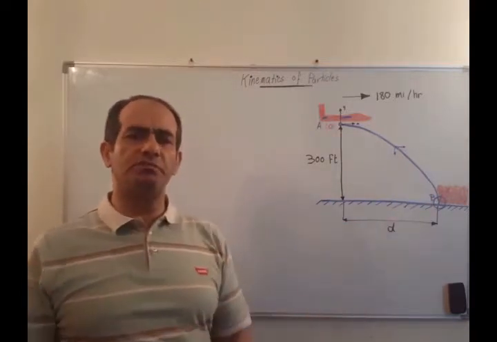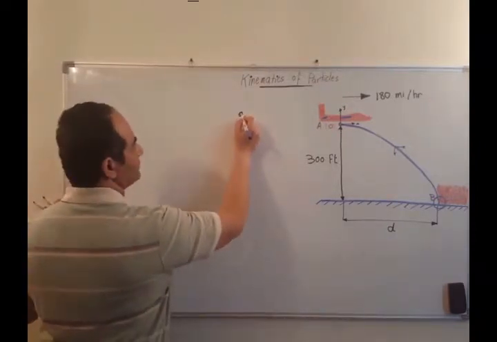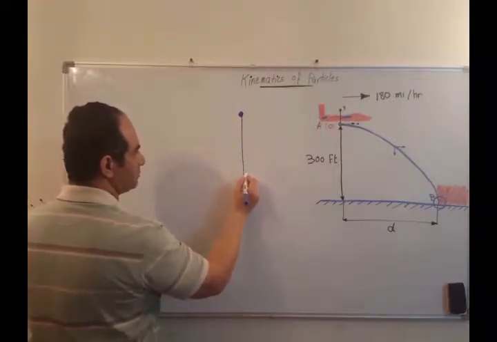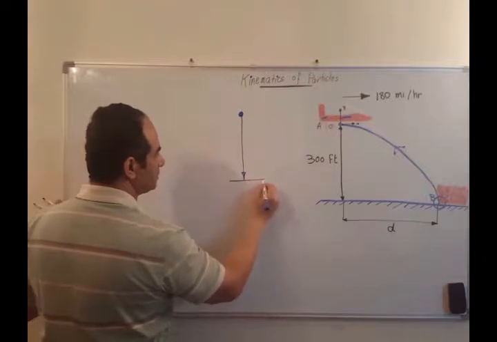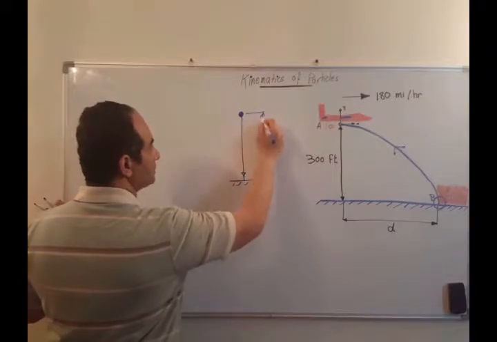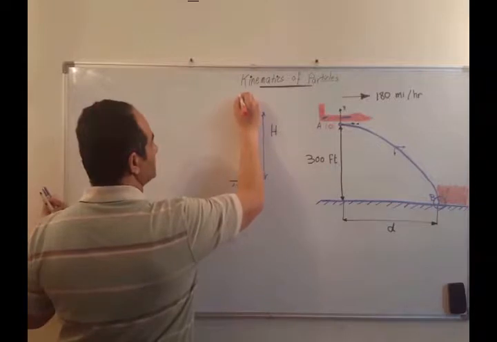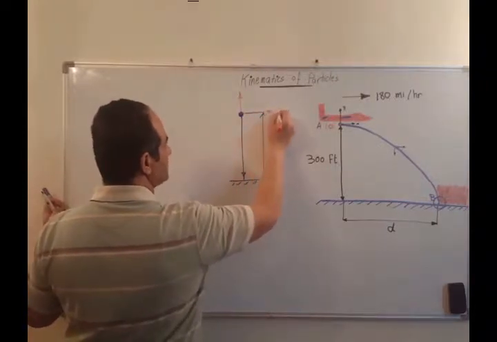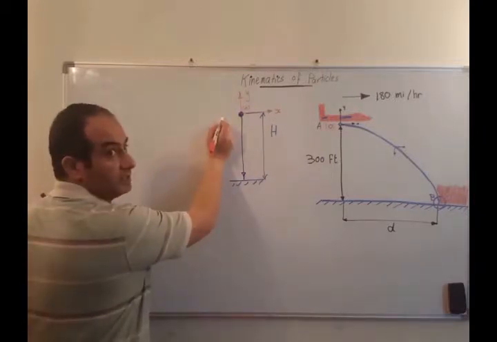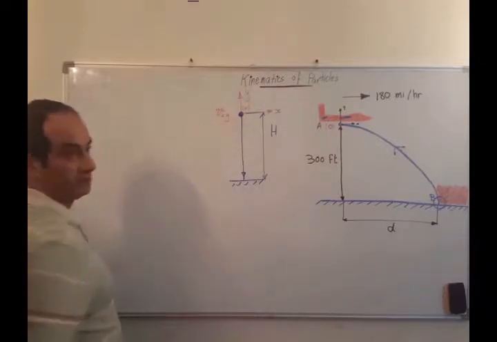Let's start with a simple falling particle to the ground. Suppose that we have a particle like this, dropped downward to the ground. We have altitude h, and we'll take our reference coordinate in this direction. This is a positive x, this is a positive y, this is the origin. And we can assume an initial vertical velocity v0y for this particle.